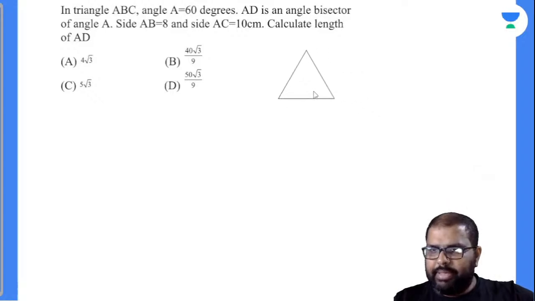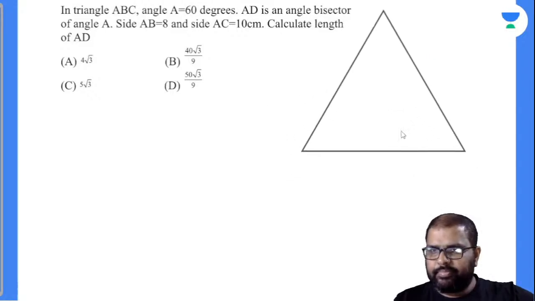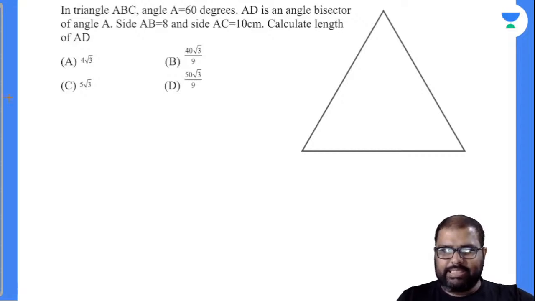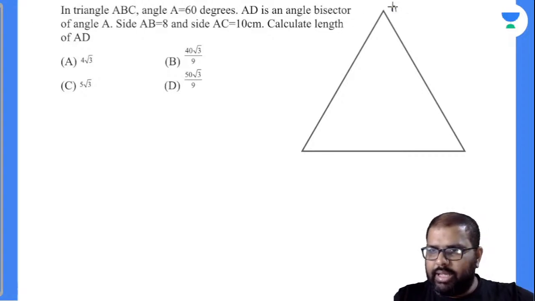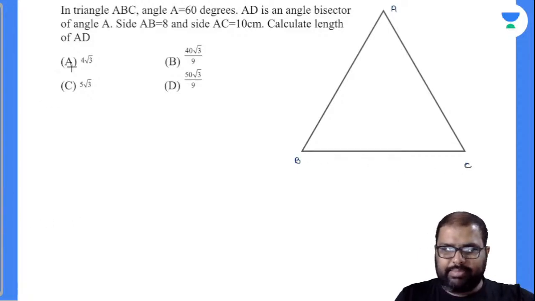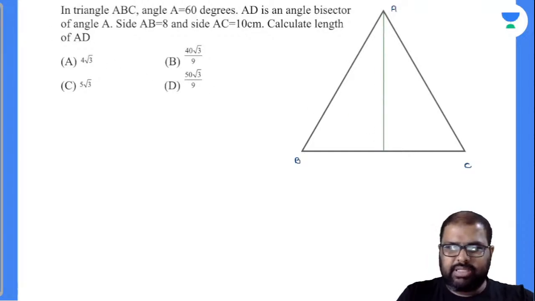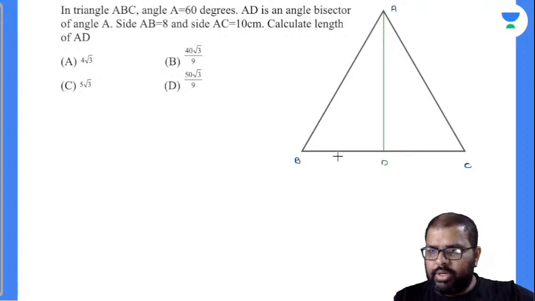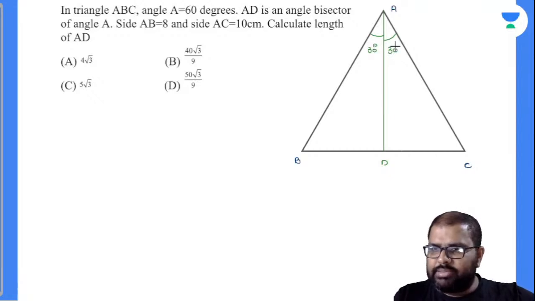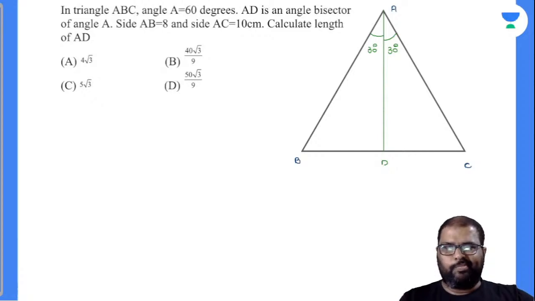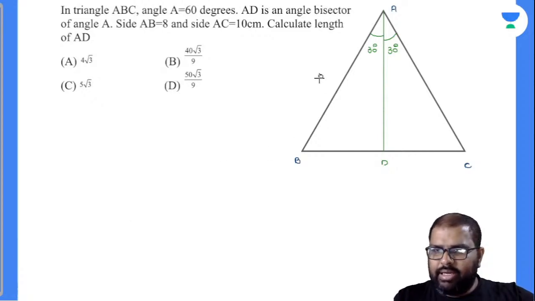In a triangle ABC, angle A is 60 degrees. AD is an angle bisector. So automatically this angle bisector will divide the angle at the vertex into two equal halves. This becomes 30 degrees and this becomes 30 degrees. Everybody knows about this. Side AB is 8, side AC is 10. Calculate the length of AD is the question asked.